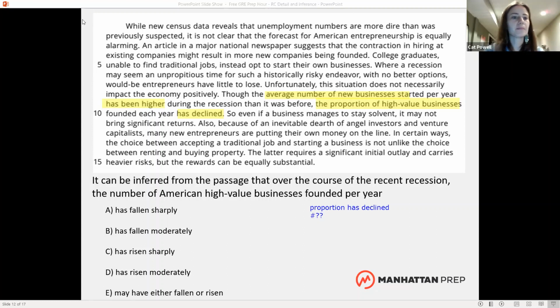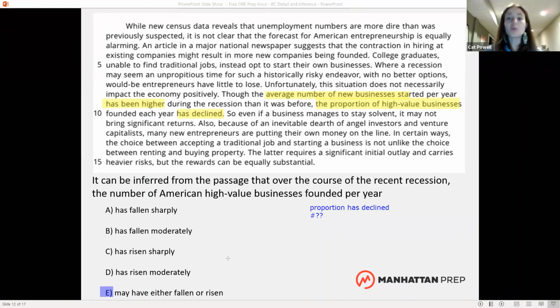Yeah, yep. Nice. Yeah, don't know anything about actual numbers, so we have to choose E. Let's imagine that we missed that, right? Like we missed that proportion when we were going back to the passage. How could we still get to the right answer? Like, what do you guys notice about the other 4 answers that might be helpful?